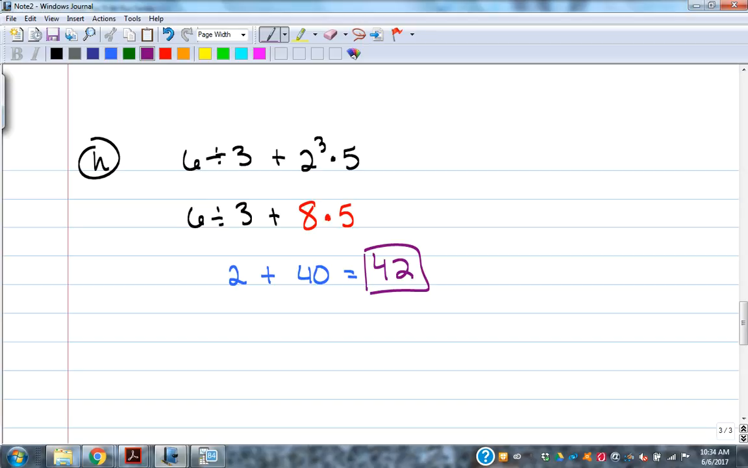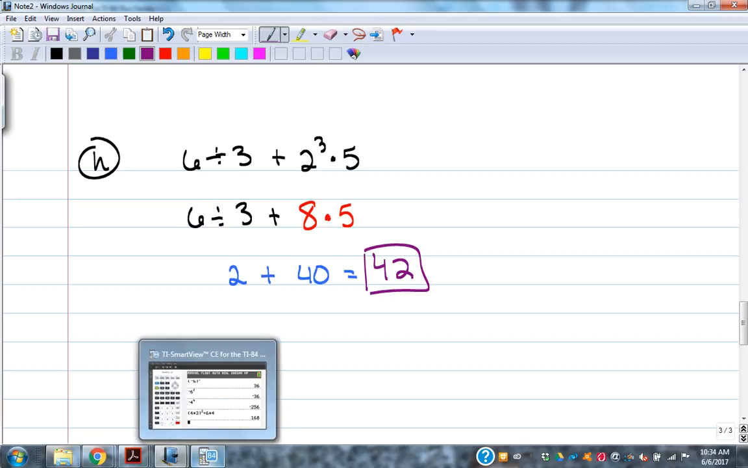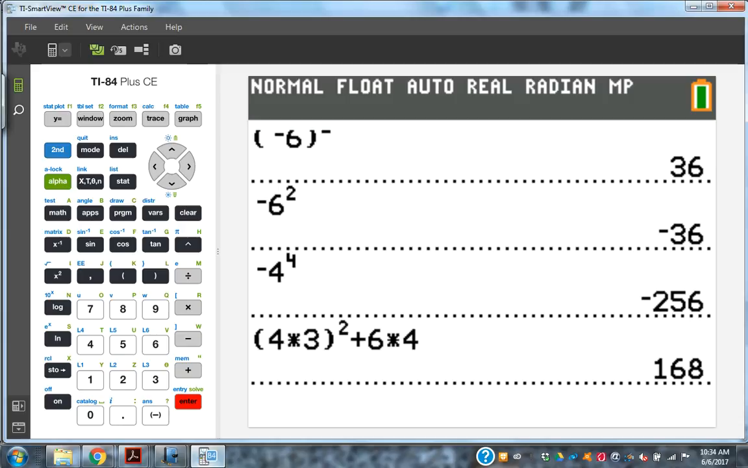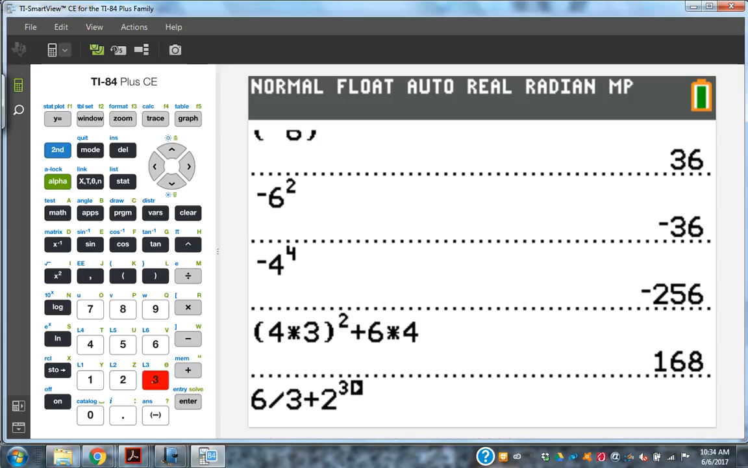If you go to your calculator, this one's kind of important to show you how to type that in, because if you're using the newer operating system, you've got to be careful about your exponent thing. So I'm going to do 6 divided by 3, and it'll use a fraction slash there instead of a division symbol, because that's common. It's a little less screen space too. Plus 2 to the third. So 2 raised to the third.